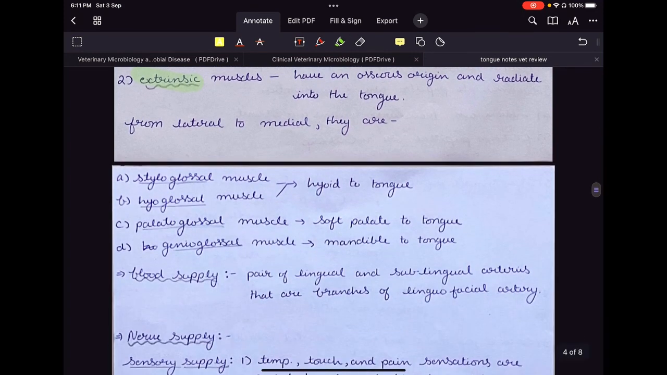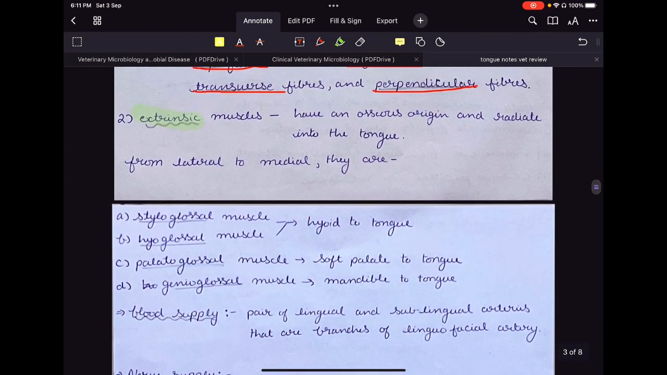While in extrinsic, there are again four muscles, from lateral to medial, written like that. The lateral most is styloglossal, then hyoglossal, both of which attach the hyoid bone to the tongue. Then we have palatoglossal muscle, which connects the soft palate to the tongue. And last, the medial most extrinsic muscle is genioglossal muscle, which attaches the mandible to the tongue.